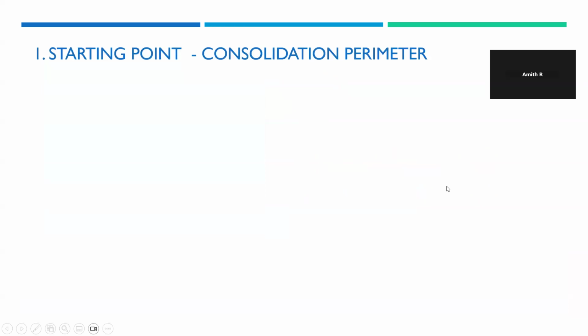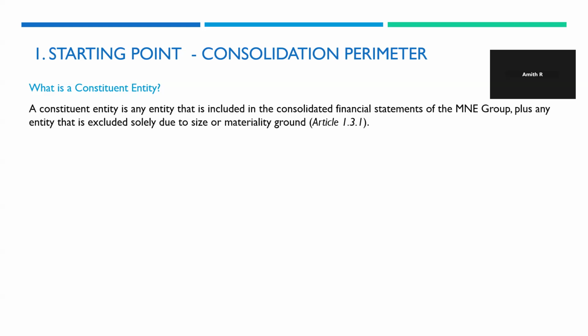And of course, the million-dollar question that comes to our mind is: what is a constituent entity? Loosely, a constituent entity is a part of the MNE group which would be tested on whether it is paying 15% ETR or not. Okay. So the textbook definition is a constituent entity is any entity that is included in the consolidated financial statements of the MNE group, plus any entity that is excluded solely due to size or materiality.